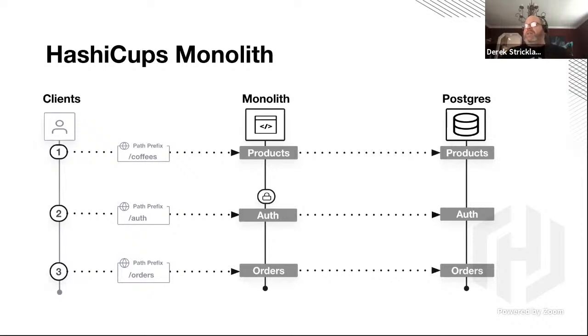And so what we're seeing here is if you look at this little sequence diagram, you can see that clients make calls to the REST API and they hit the coffees route, and that will hit the products component within the monolith, which then calls some database tables in the Postgres database. They hit another route and it handles authorization. They hit another route and it handles ordering. Well, all those route handlers are glommed into one REST API.